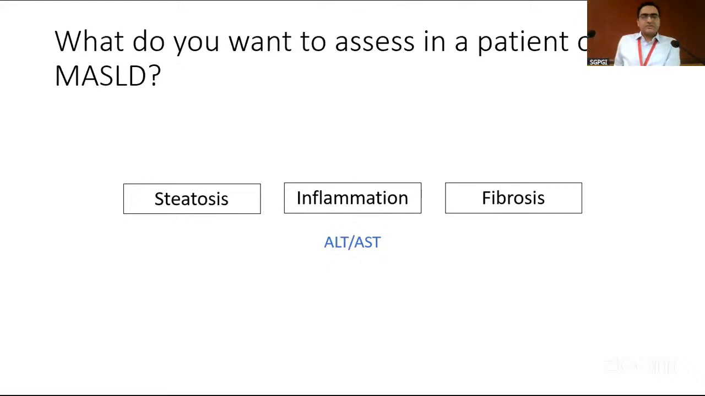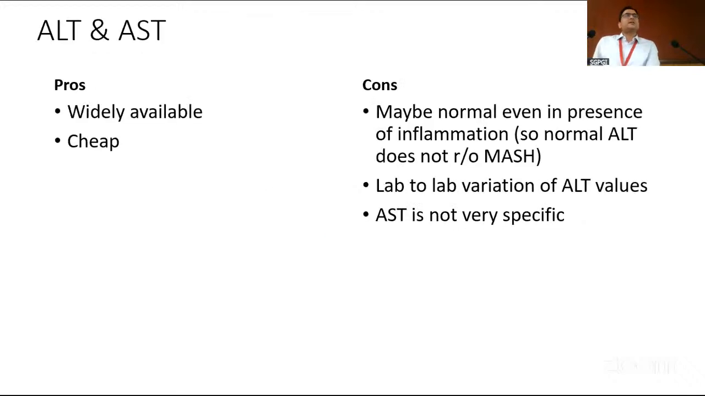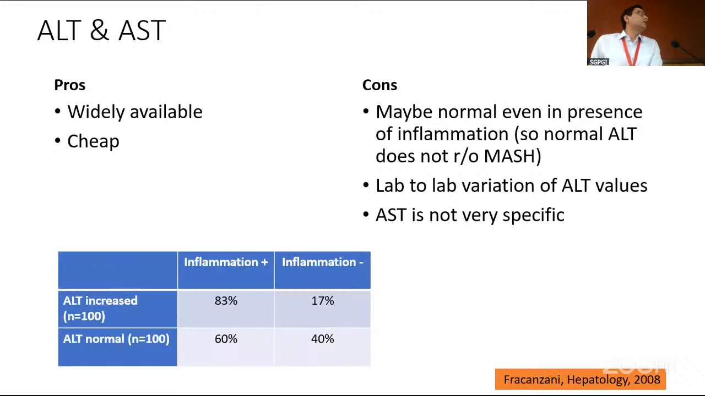So the next thing which we want to assess in a patient with MASLD is the level of inflammation. The non-invasive test which is most commonly available for this is the AST and ALT levels. AST and ALT levels are widely available and cheap, hence they can be used to see whether the level of inflammation is high or low. The disadvantages are that they may be normal even in the presence of inflammation, and may be elevated in the absence of inflammation also.